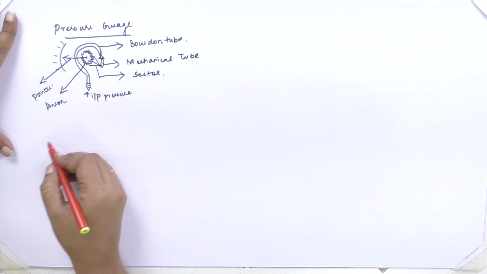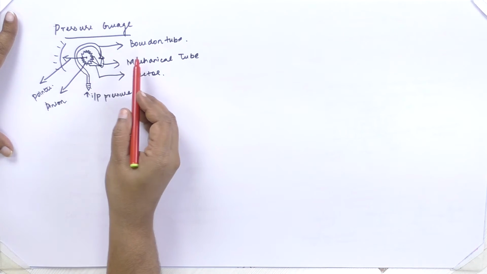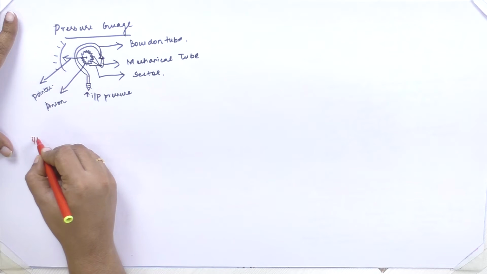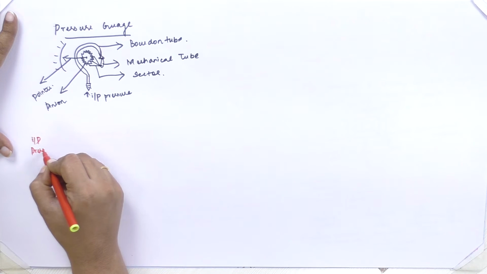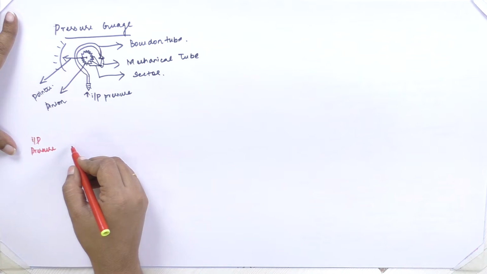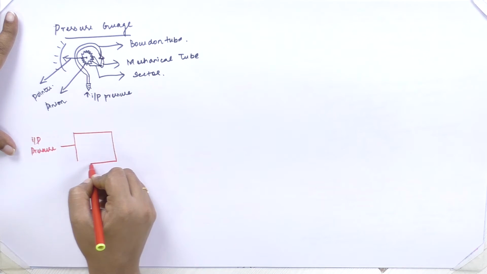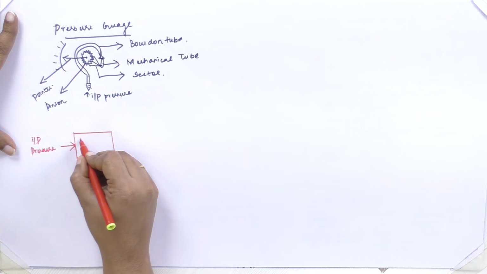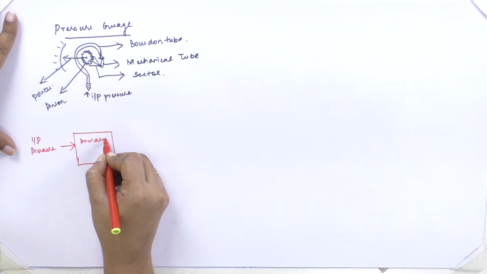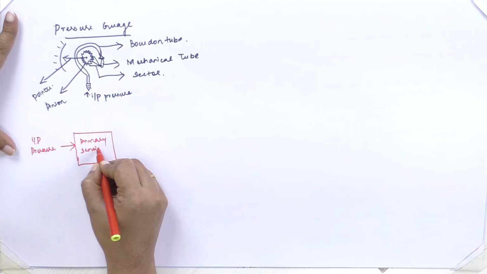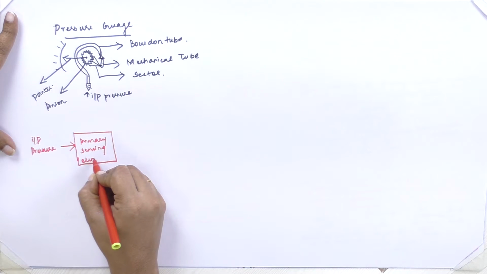What will be the quantity which is to be measured in case of pressure gauge? So, we are having the input pressure, which is the measurand which is to be measured. This will be the first quantity which will be connected to the primary sensing element.